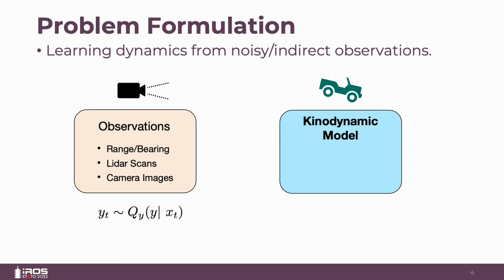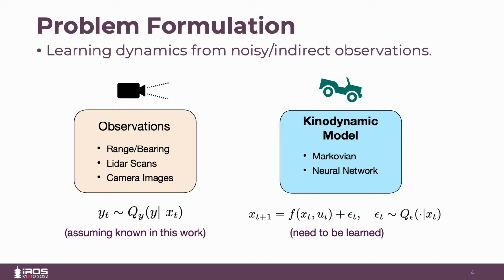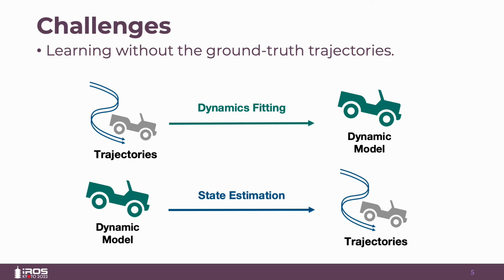And we can connect these observations with the underlying robot states through an observation model. We also assume the robot dynamics is Markovian, with an unknown mean and variance. Since the observation model is not the focus of this work, we assume it is given and focus on learning the dynamics. However, the lack of robot states poses some special challenges.